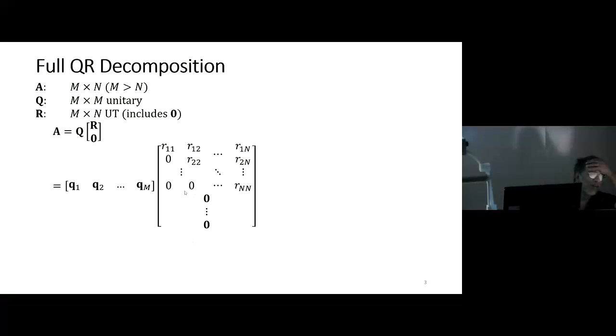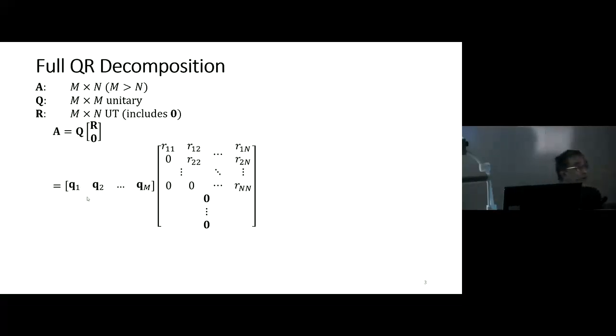All these are rows. Usually this means a column vector, but here I just avoided using a transpose each time. So it actually means a row vector of all zeros. So we have M minus N rows of all zeros. Okay, so this is what the full QR decomposition looks like. And Q is a unitary matrix.